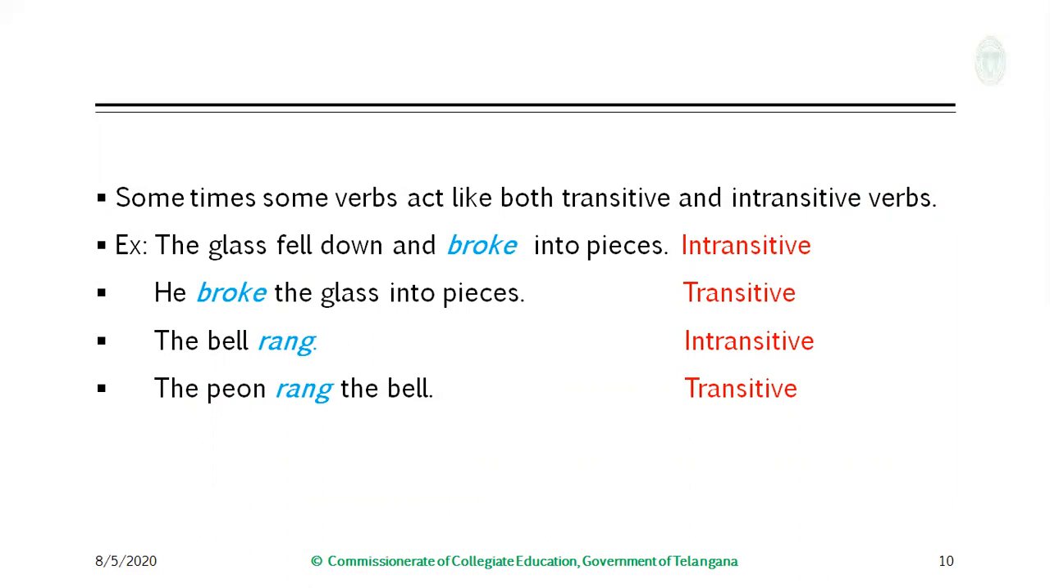And, he broke the glass into pieces. What did he break? The glass. So here, in sentence 2, broke needs an object. The object is glass here. So, broke in the second sentence is transitive.